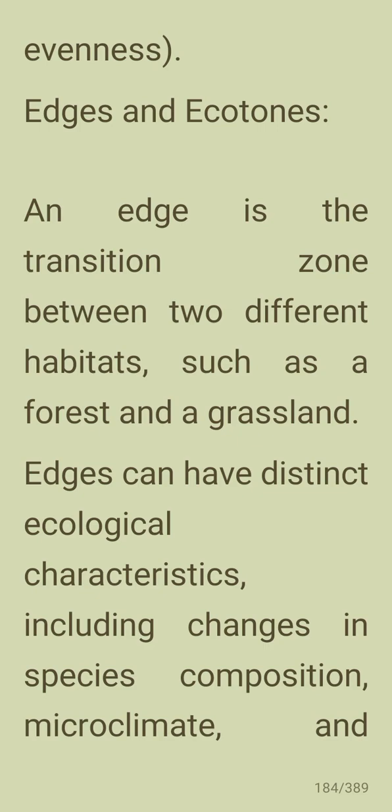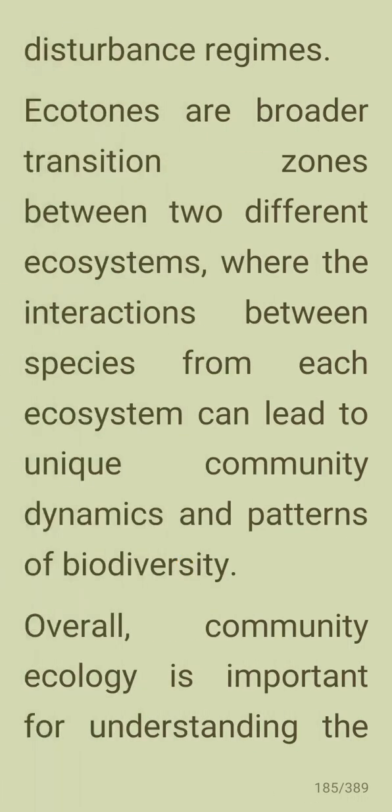Then edges and ecotones. An edge is the transition zone between two different habitats such as a forest and a grassland. Edges can have distinct ecological characterizations including changes in species composition, microclimate, and disturbance regimes. Then ecotones are a broader transition.